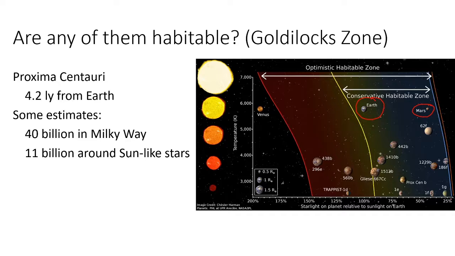Now, some estimates. And there's an equation called the Drake equation that says, well, how many civilizations are there? But let's just look at possible habitable planets. In the Milky Way, might be up to 40 billion. And there might be 11 billion around sun-like stars. Now, does that mean there's 11 billion civilizations in the galaxy? Probably not. But there could be, on estimate, and again, this is an estimate, it's a model, up to 11 billion planets around a star that's a lot like our sun and is in the right zone.